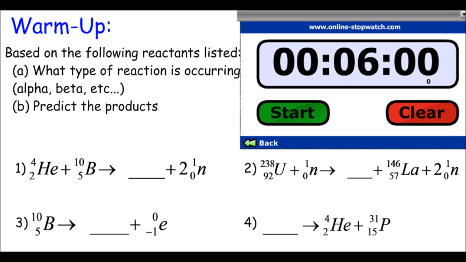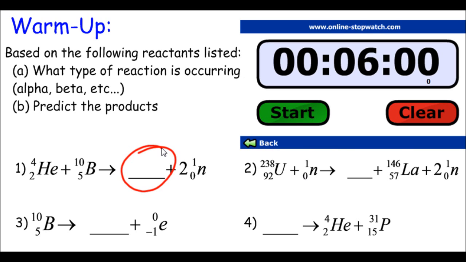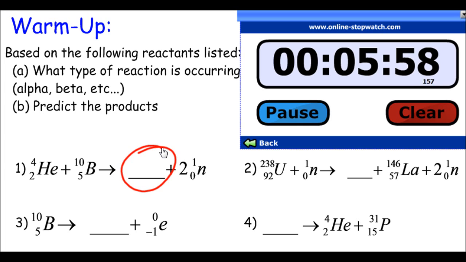Your warm-up activity for today is as follows. For the 4 reactions listed here, what you need to do is identify what type of reaction is occurring and what the product is that I have missing in the listed spots. I believe this warm-up activity should take you about 6 minutes. So what I'd ask you to do is press pause on the video, and then when you're done, you can check your answers.